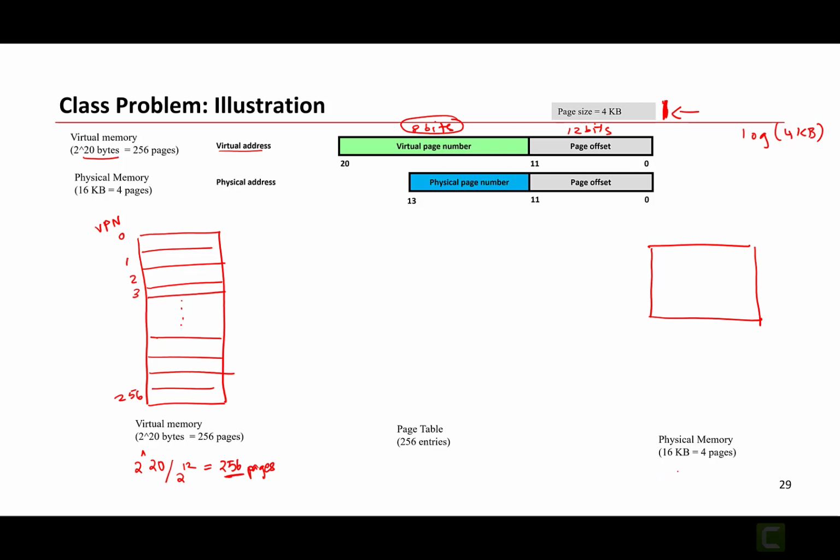So if you want to compute the number of physical pages, you would do the same math we did for the virtual memory pages, except that in this case, you will take the physical memory size and then divide it by the page size, which is 2 to the power of 12, and so you get 4 pages as your answer. So my DRAM has space for 4 pages, so my physical page number would be 0, 1, 2, and 3. So this is my PPN. Okay, so that's my physical memory.